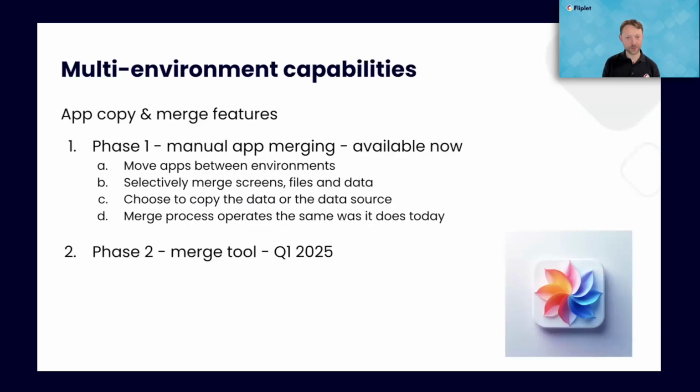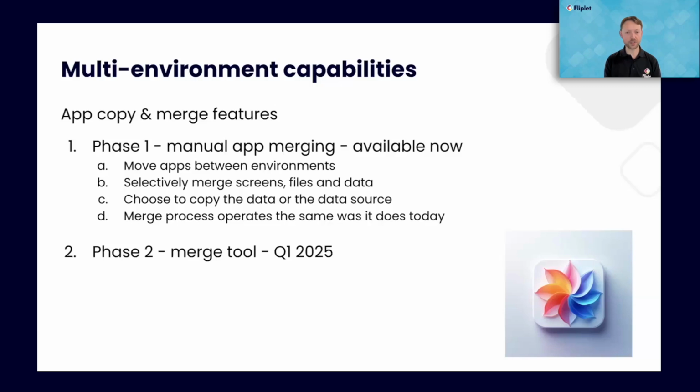As part of our phase 1 delivery of this feature, customers will be able to make copies of their apps to other organizations, other environments, and then they'll be able to use them in those environments. And then when they want to apply changes that they've made in other environments, such as the development environment, back to the production environment, they will need to manually merge those apps, which is basically how customers work today.